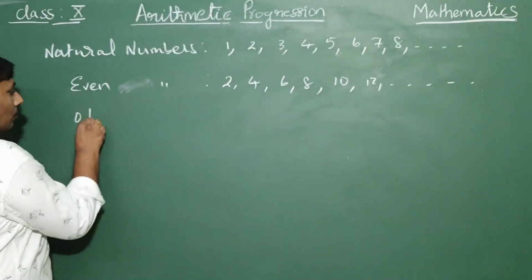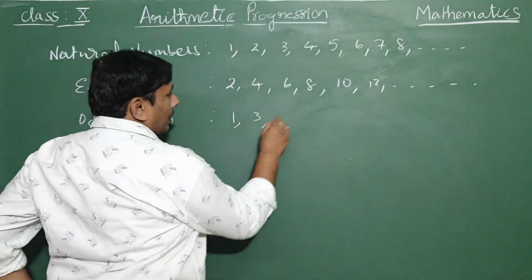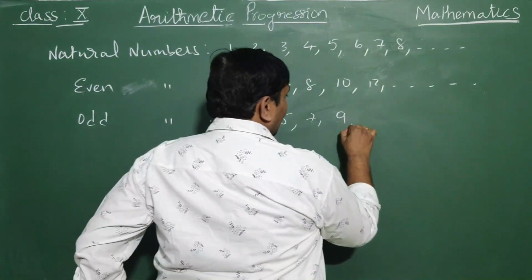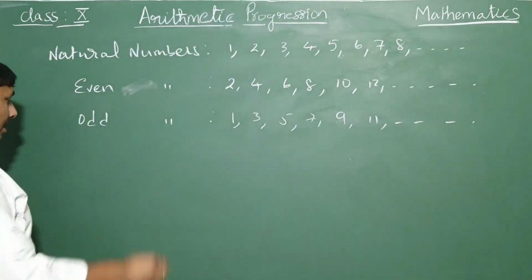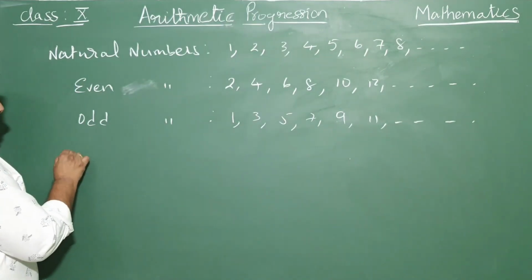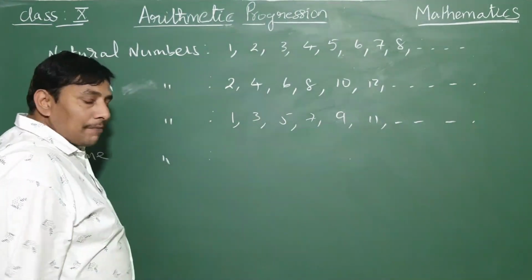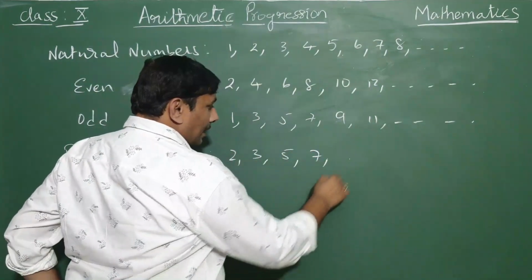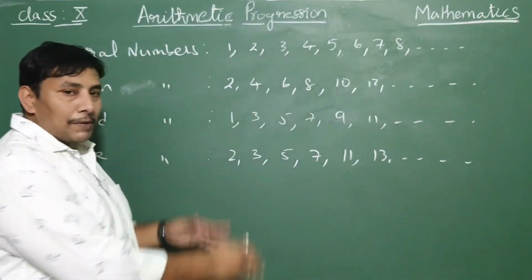Next we will write down what odd numbers are. 1, 3, 5, 7, 9, 11 and so on. These are the odd numbers. Next we will see prime numbers. What are prime numbers? 2, 3, 5, 7, 11, 13 and so on. All these are the prime numbers.